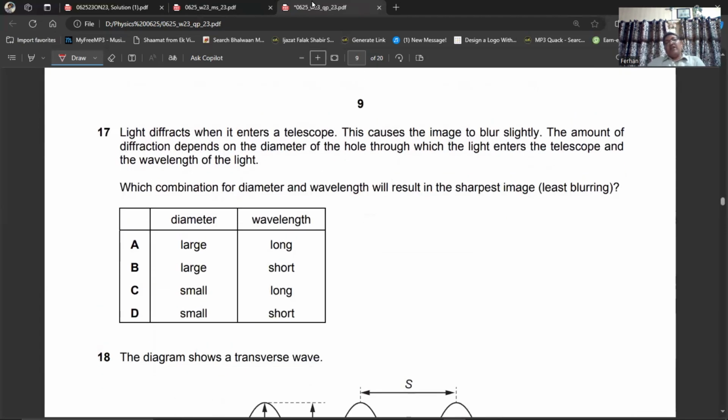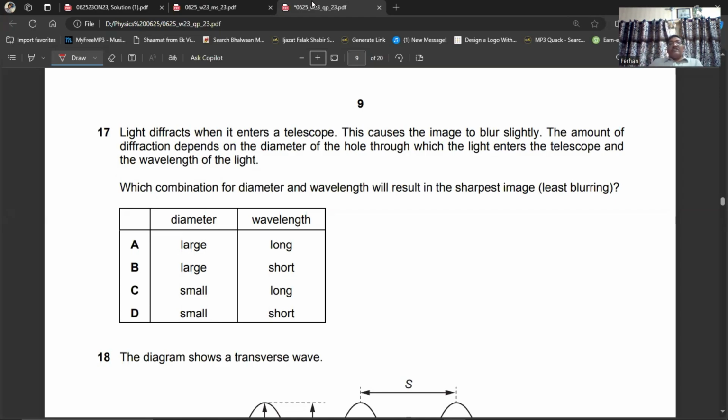Question number 17. Light diffracts when it enters a telescope. This causes the image to blur slightly. The amount of diffraction depends upon the diameter of the hole through which the light enters the telescope and the wavelength of the light. Which combination of diameter and wavelength will result in the sharpest image, least blurring? So this diffraction is causing the image to blur.